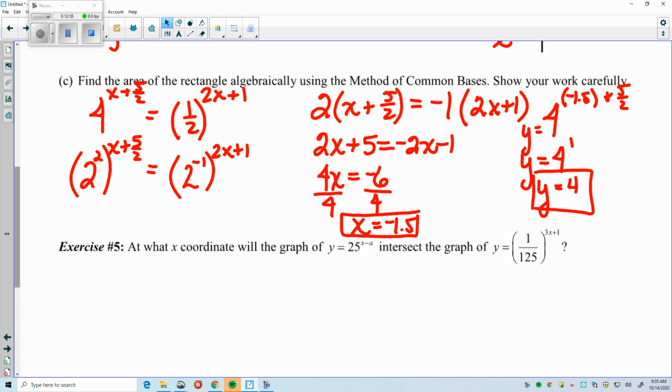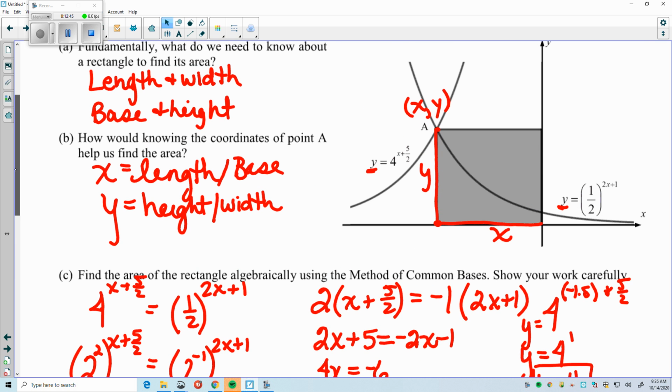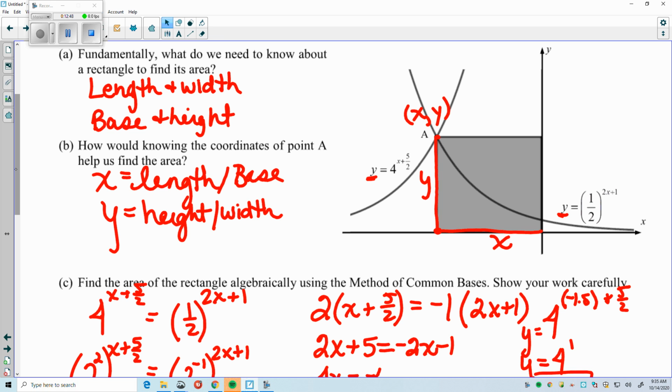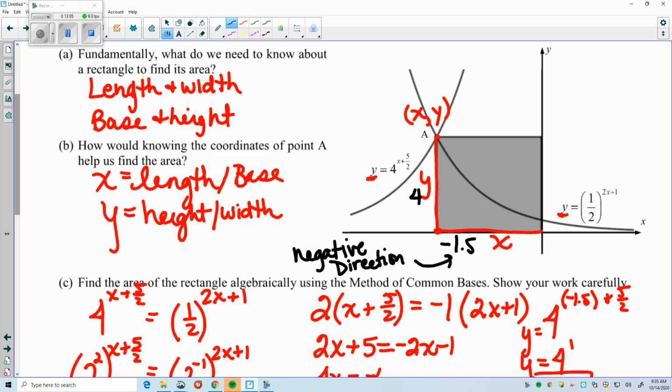So from a coordinate standpoint, think of what we have. We have the coordinate right now, negative 1.5 comma 4. So let's go back up to our picture. And if I'm thinking of this, we just found the x value is negative 1.5 and the y value is 4. But you have to be careful because that negative is telling you direction, not distance. You can't have a negative distance.